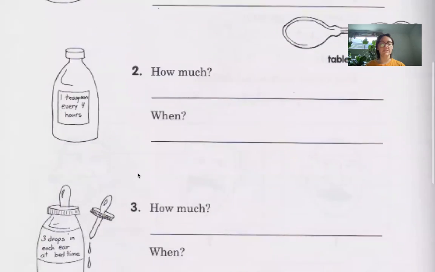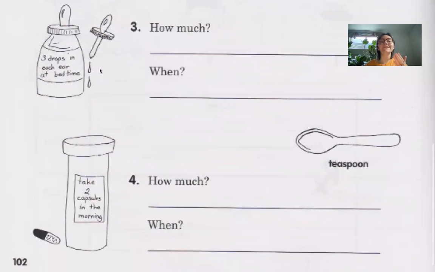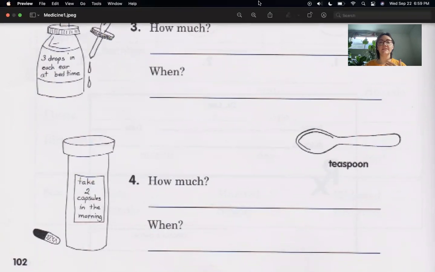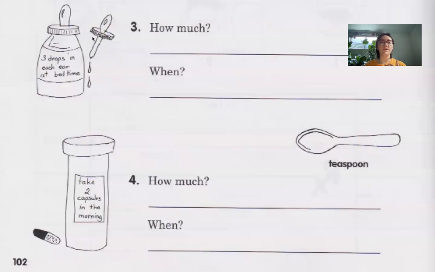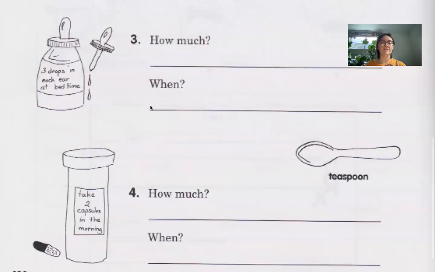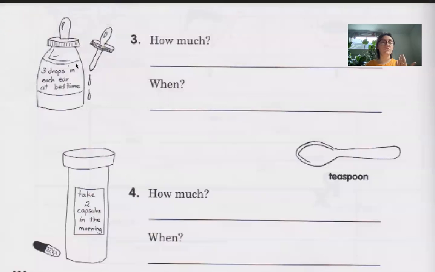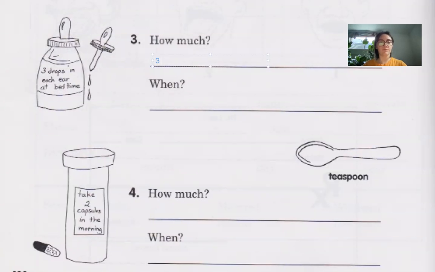Let's go to the next ones. Okay, so this one is drops, right? The medicine is drops. So we can say, how much medicine do you use? And it says 3 drops in each ear. So we would write, okay, so 3 drops. That's how much. When do you do it? It says at bedtime again. So at bedtime means maybe 9 o'clock, 10 o'clock, whenever you go to sleep at night, right?